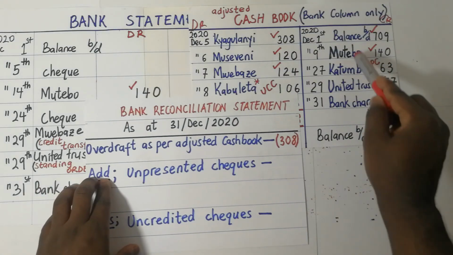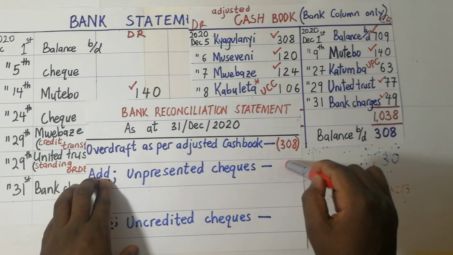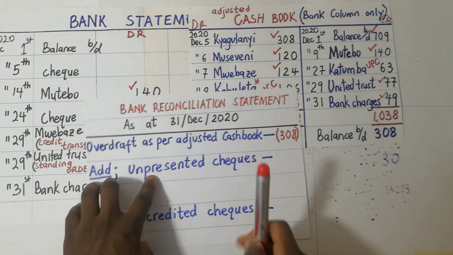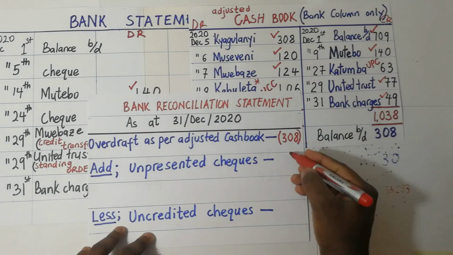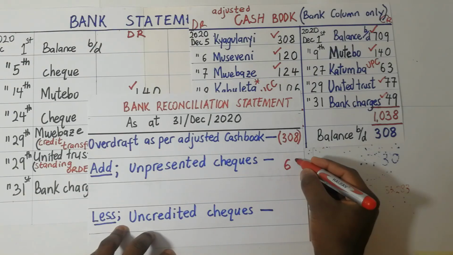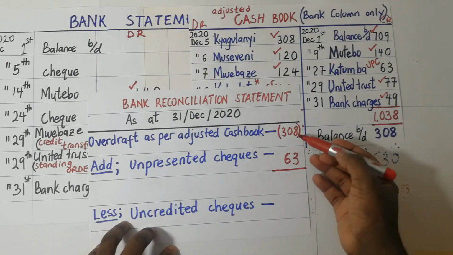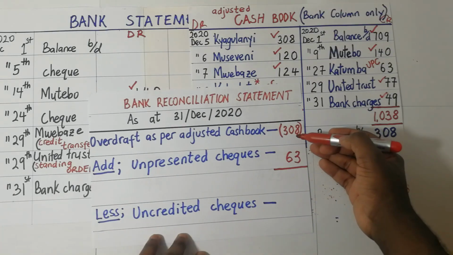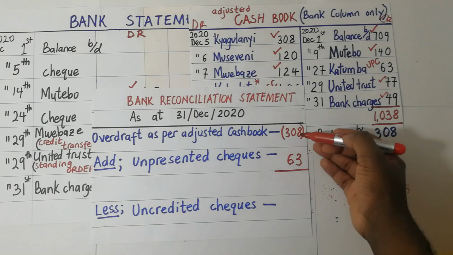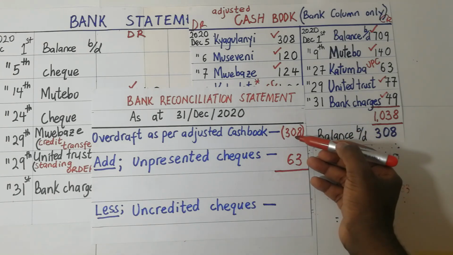Because here, by crediting, we had subtracted it. Now we need to add it back. So that's why we add unpresented checks. So we shall add an unpresented check there of 63. When we add this, 308 is a negative number because it's an overdraft.